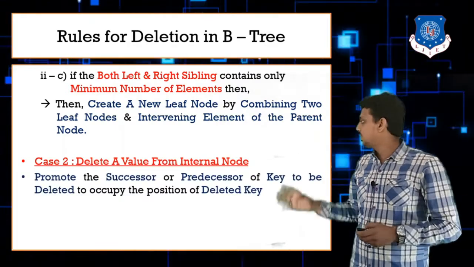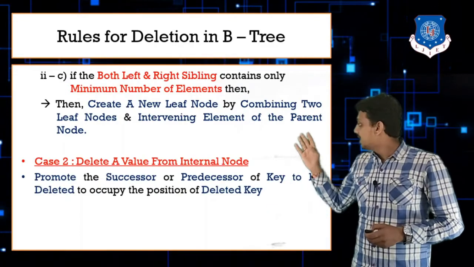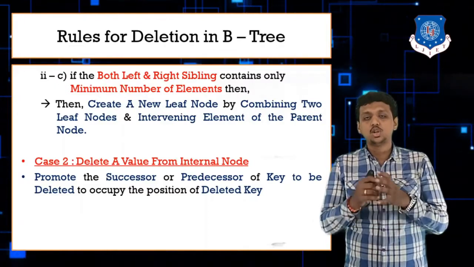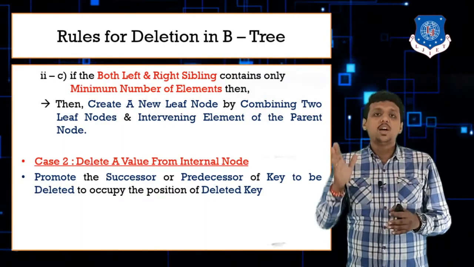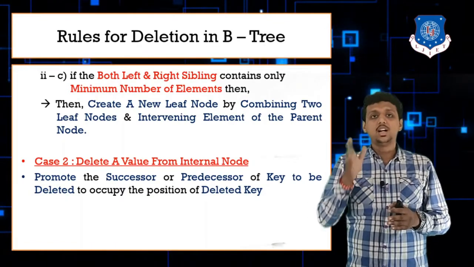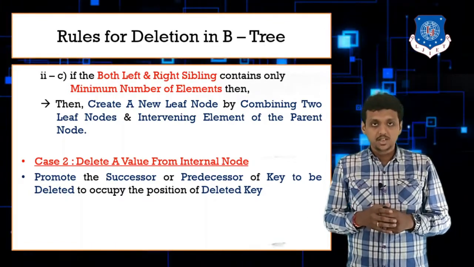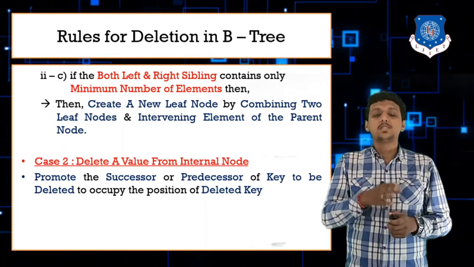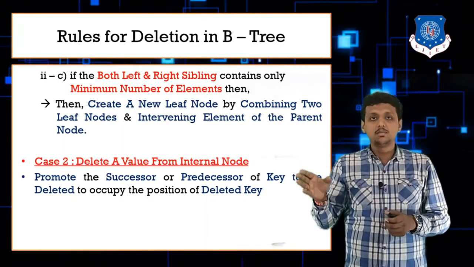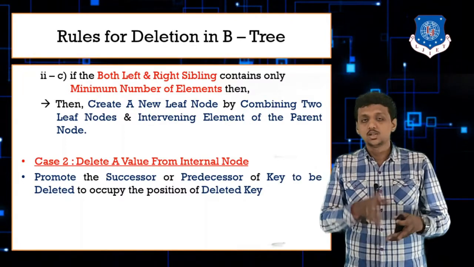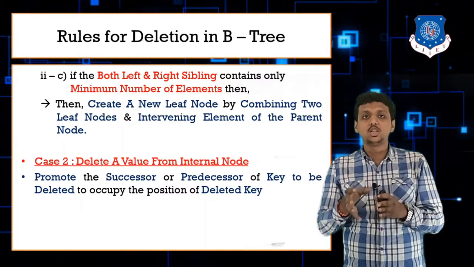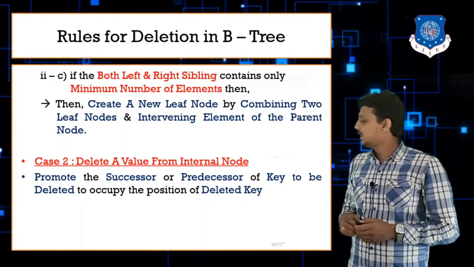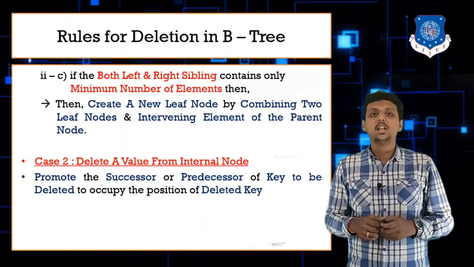So in such type of scenarios, promote the successor value or predecessor value of the key to be deleted to occupy the position of the deleted key. So if I have 100, 88 and 70 with me, then 70 becomes the predecessor of 88 and 100 becomes the successor of 88. So if I want to delete 88, then I need to choose either 70 or 100. Fine. So successor and predecessor take the values for the internal nodes.